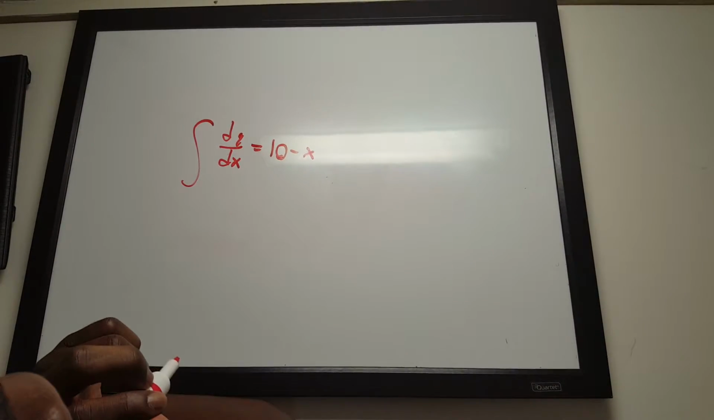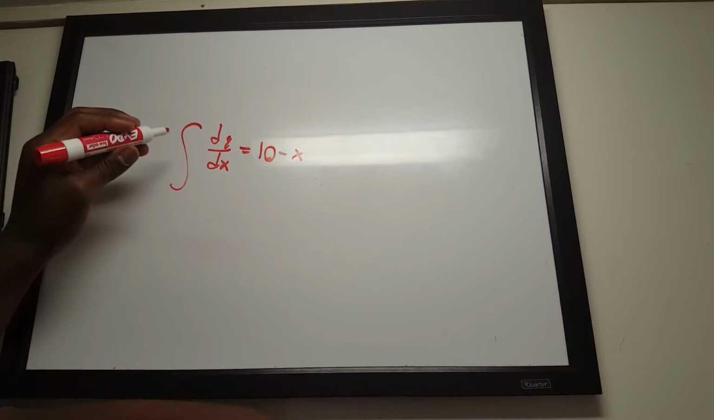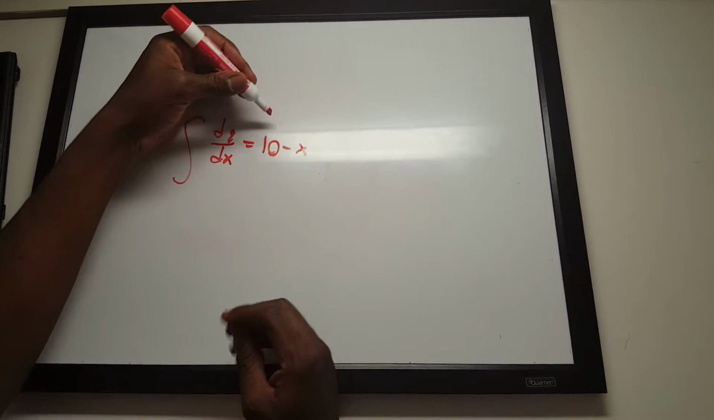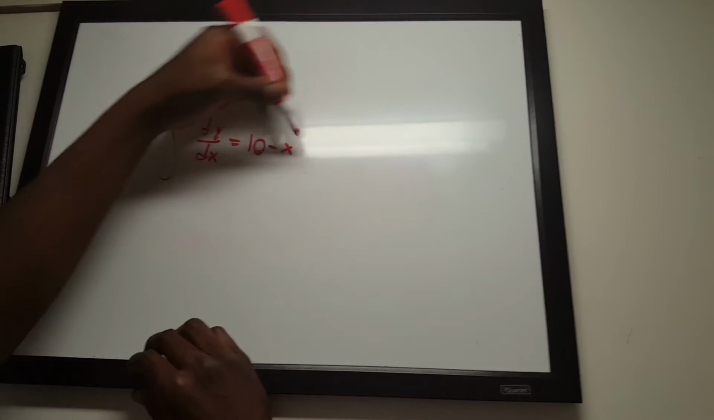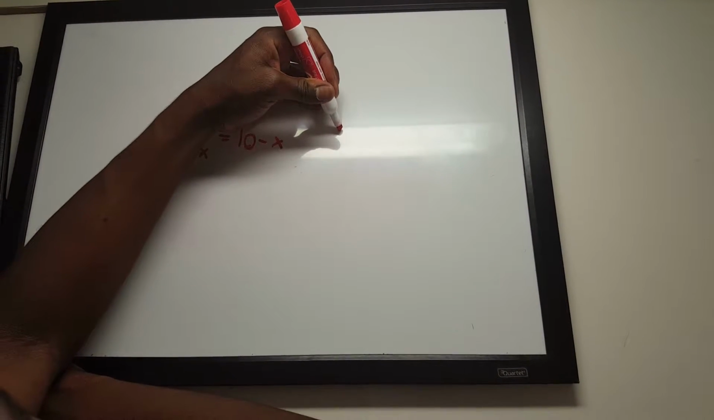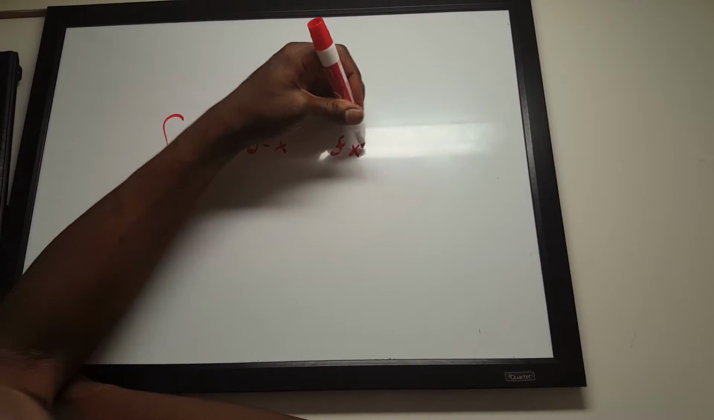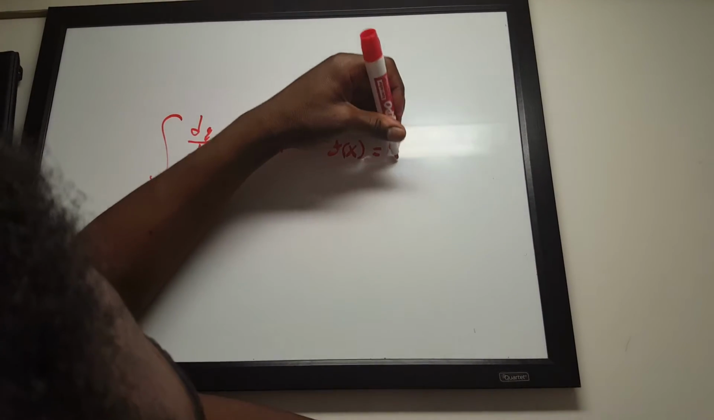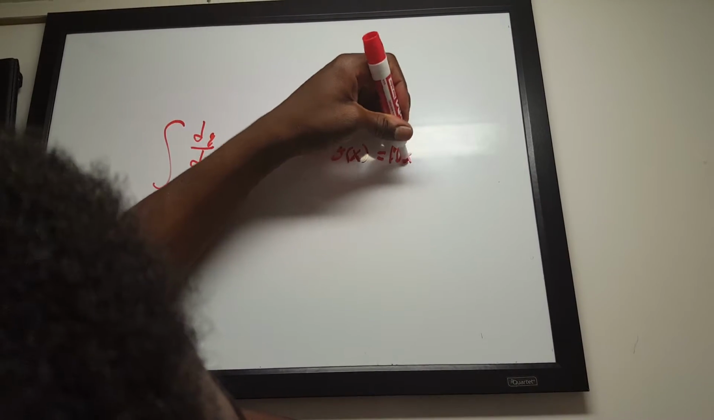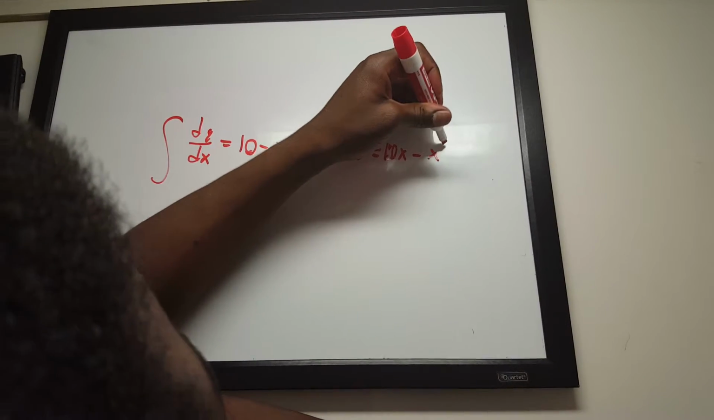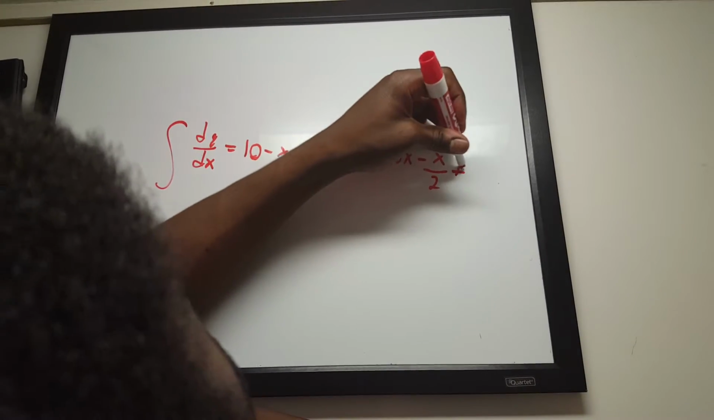So in the book, we're given the problem. We're told to find the integral of the derivative, or dx, of 10 minus x. So we go ahead and integrate this. We increase the power by 1 and then divide by the increase. So the integral is equal to f of x equals 10x minus x squared divided by 2 plus c.